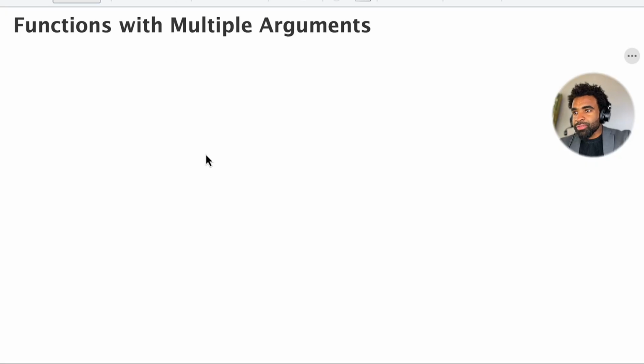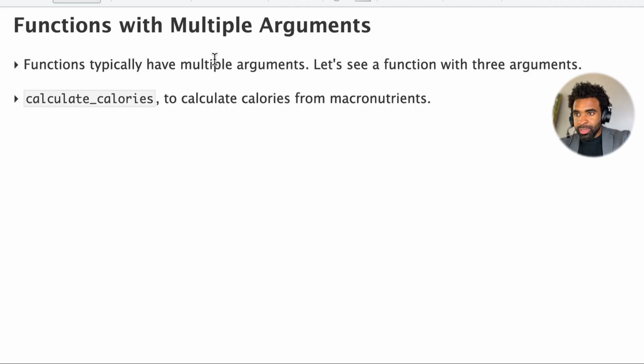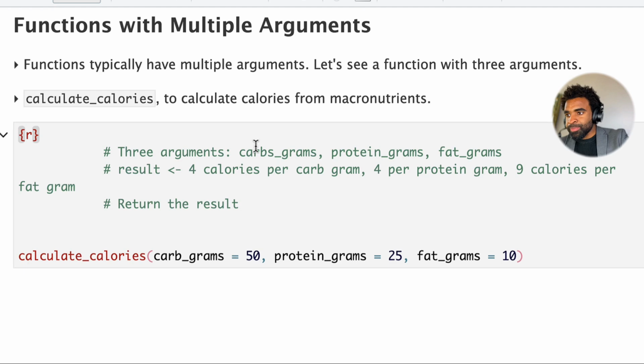Next, let's think about functions with multiple arguments. Functions typically will have multiple arguments, and we're going to look at a case where a function has 3 arguments. Specifically, we're going to write a function called calculate calories that will deduce the number of calories when given specific grams of macronutrients. So let's go ahead and write this function. Make sure you're typing along with me.